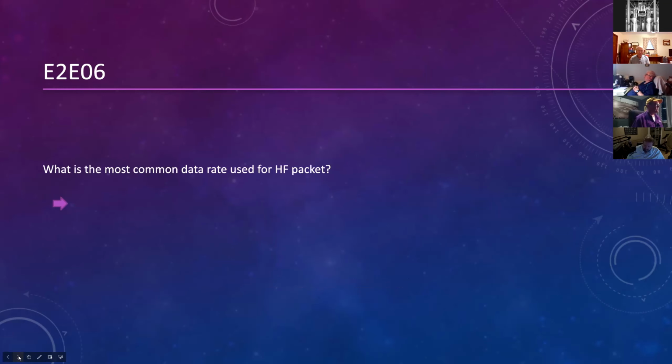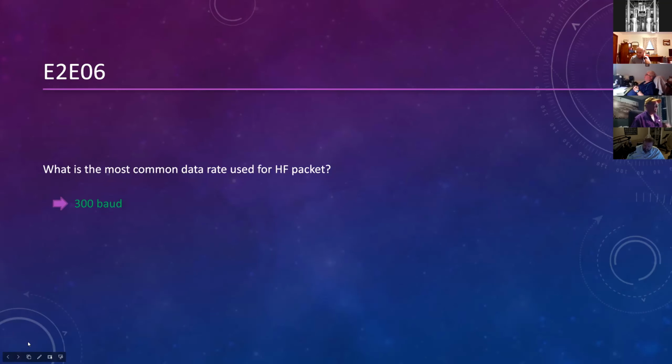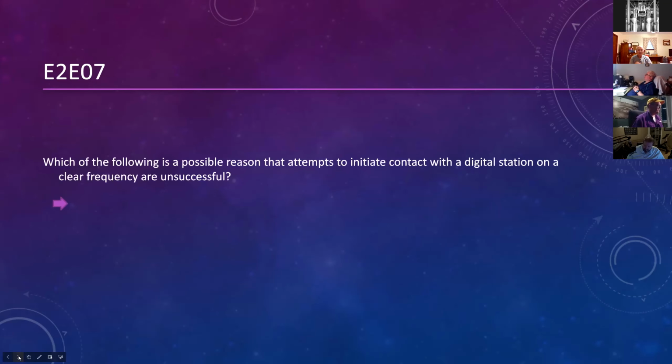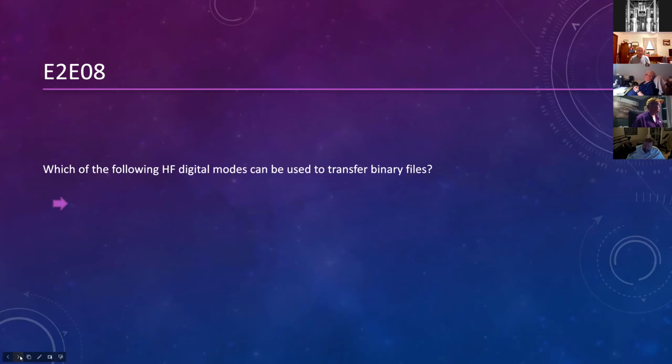What is the most common data rate used for HF packet? 300 baud. There's going to be another question whose answer is 300 baud too, and we'll talk about that in a second. Which of the following is a possible reason that attempts to initiate contact with a digital station on a clear frequency are unsuccessful? All. Which of the following HF digital modes can be used to transfer binary files? Again, PACTOR.